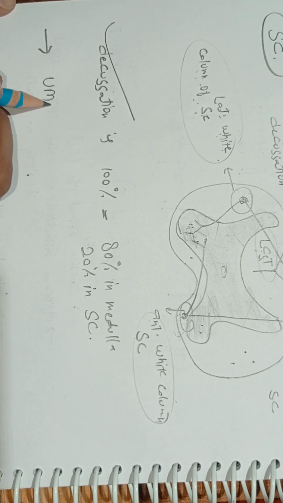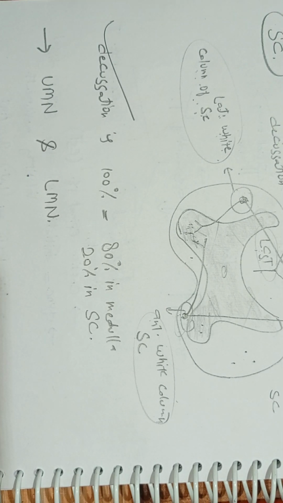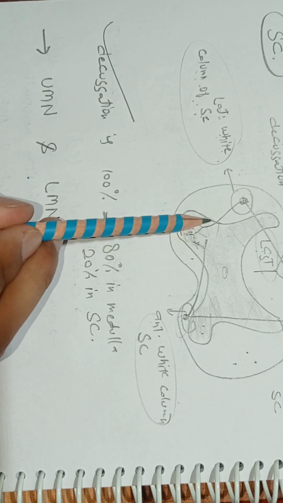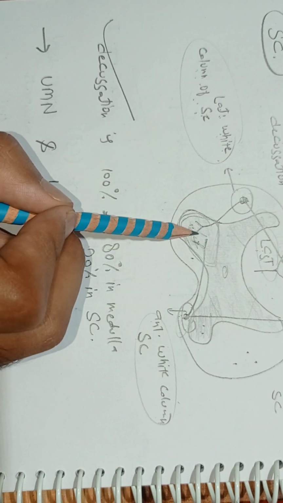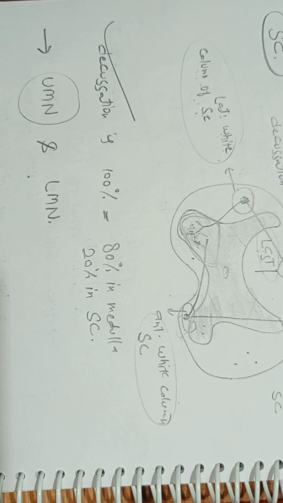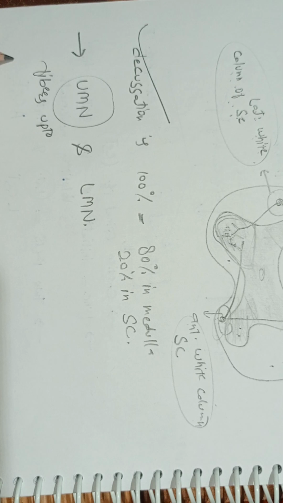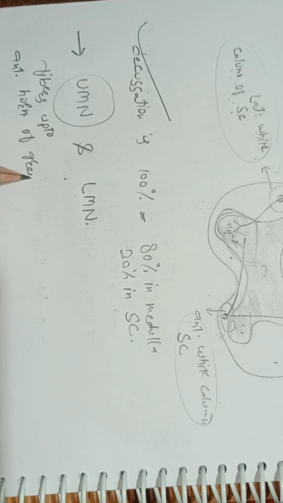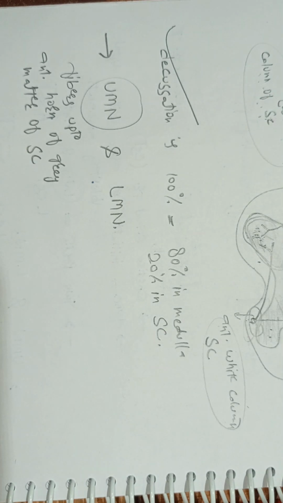Another point. Do you remember we talked about upper motor neuron and lower motor neuron? Fibers originate in the cortex, and they go down through the different parts that we talked about, and the fibers reach the anterior horn of the gray matter. All the fibers up to the anterior horn of the gray matter of the spinal cord are called the upper motor neuron.